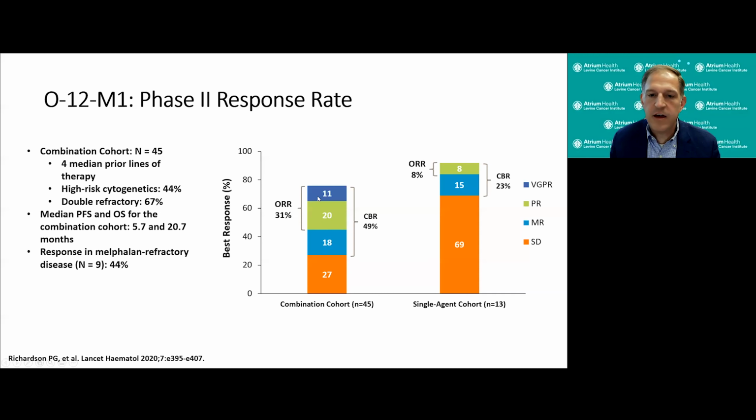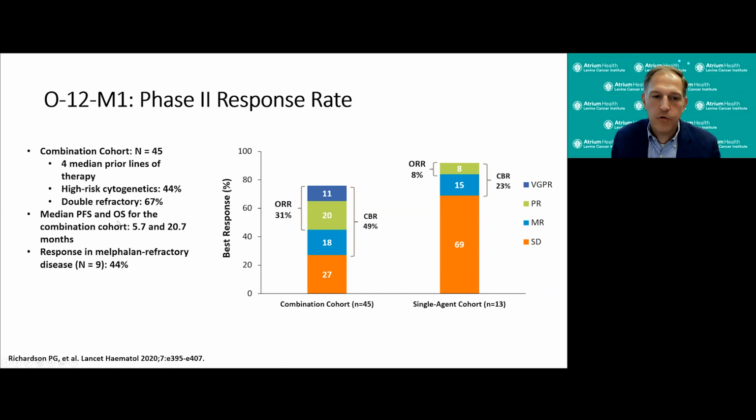And what you can see here in the combination cohort of 45 patients, this is melflufen and dexamethasone, the overall response rate was 31%. So about 3 out of 10 patients have at least a 50% knockdown in disease burden. If you look at clinical benefit rate, which accounts for patients who've had at least a 25% reduction in their M spike, for example, that went up to close to 50%. Interestingly, although this is just a small number of patients, 13, the response rates to melflufen alone without the dexamethasone were far lower, suggesting that the dexamethasone may be important here.